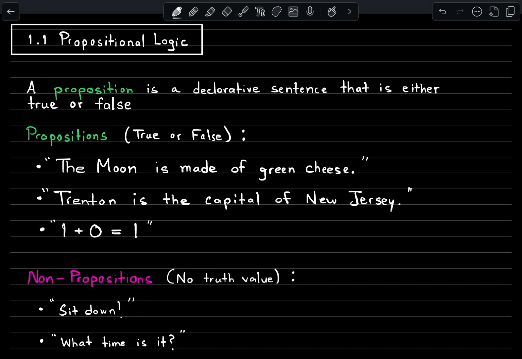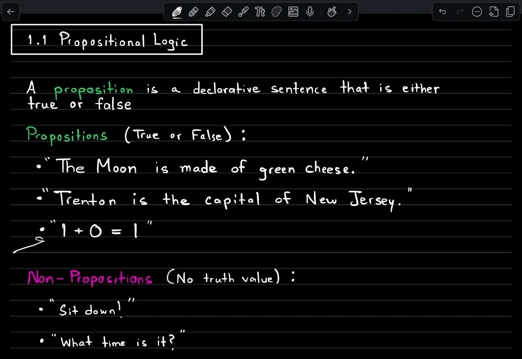Number one, the moon is made of green cheese. This is making a claim about the structure of the moon, and this is a false claim. Trenton is the capital of New Jersey. This is making a claim about what's the capital of New Jersey. This is a true statement. This is a true proposition.